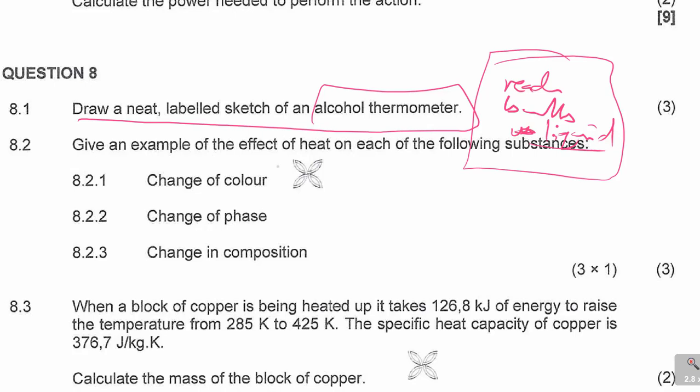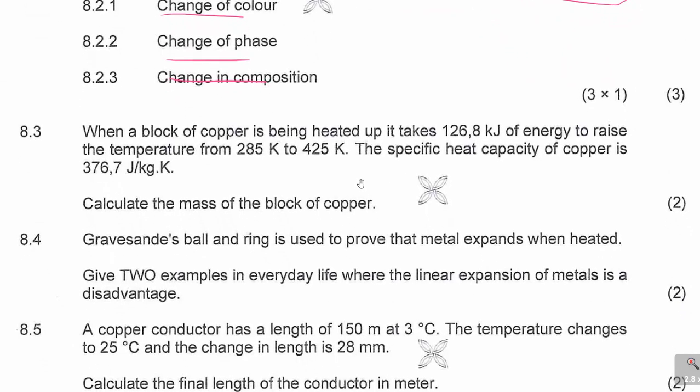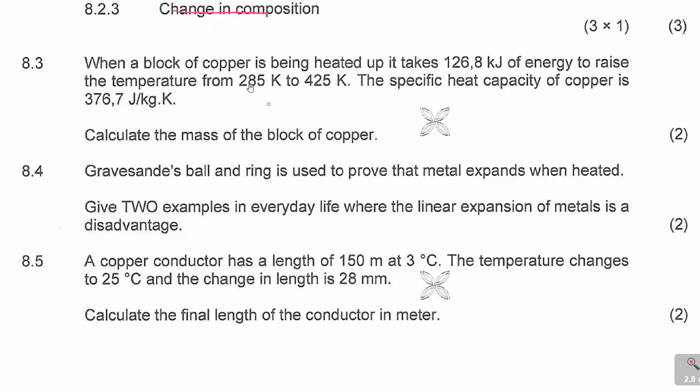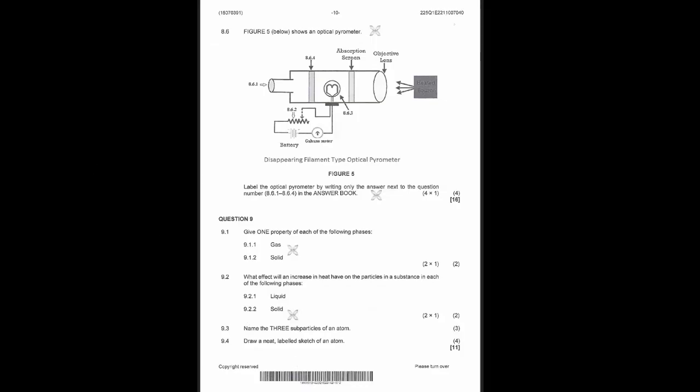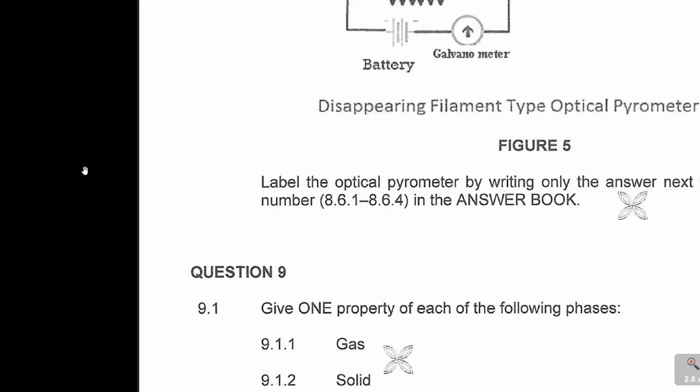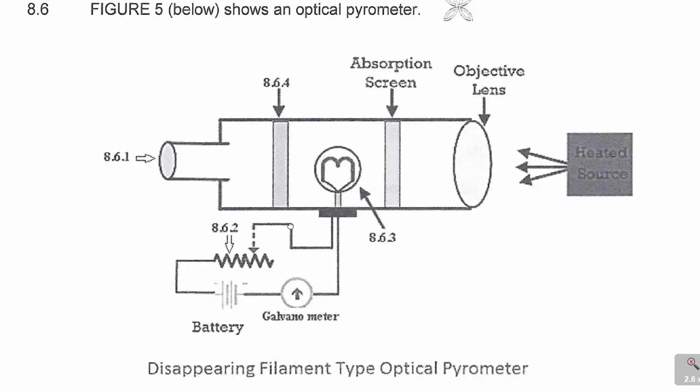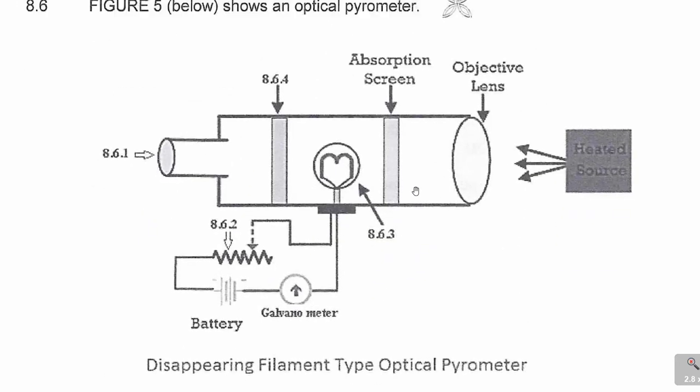It says give an example of the effect of heat on each of the following: the color change, the change of phase, the change in composition. Also, these are questions where you need to apply your theory part. 8.3, 8.4, 8.5 were mainly on heat. And then question 8.6, a pyrometer is what they are bringing in here. And then they are saying you need to label this part.